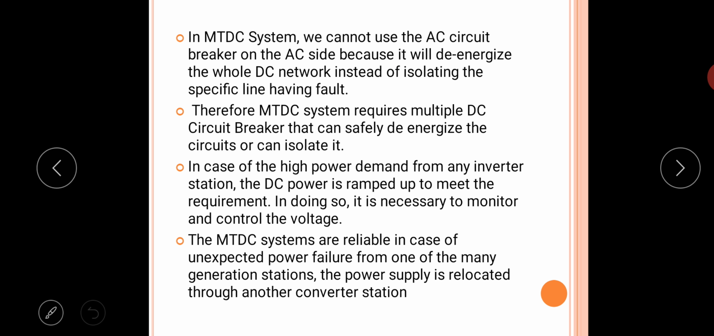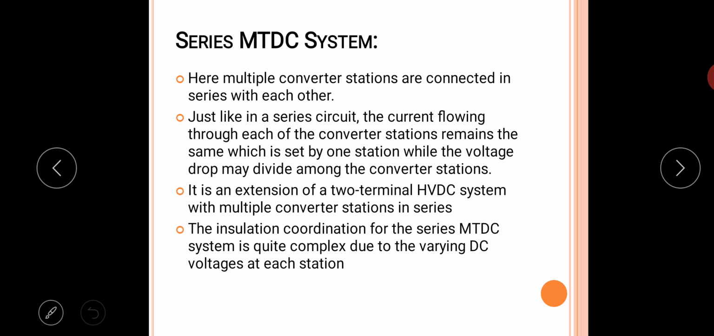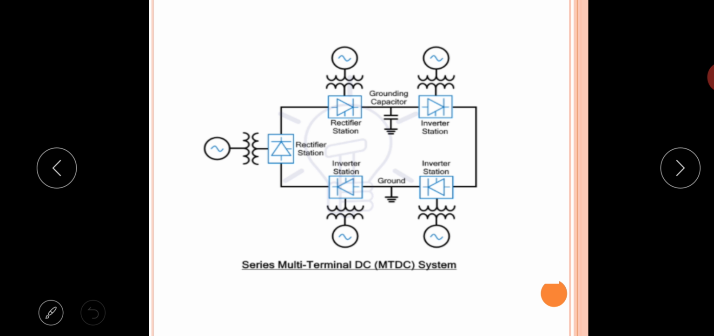It is of two types, series and parallel. In a series MTDC system, we have multiple inverters and rectifiers connected in series with each other. As we know, in a series circuit, the current remains the same and the voltage will get varied. Here, it operates in the same way.